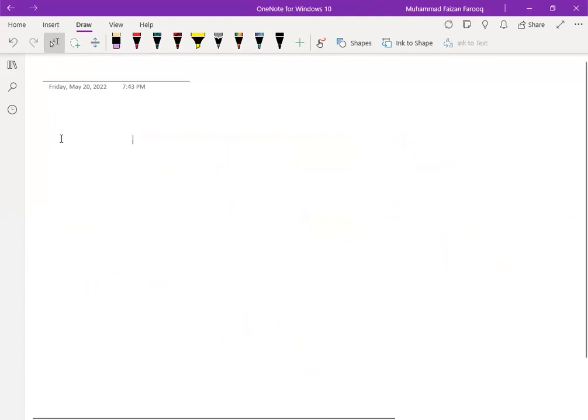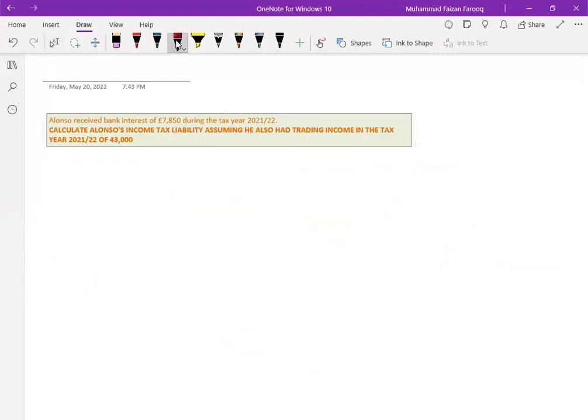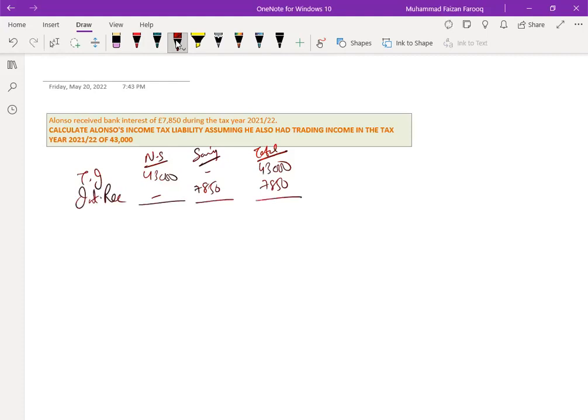This is question number 26 of my handout. Alonso, please read it out. Alonso received bank interest of £7,850 during the tax year 2021 to 2022. Calculate Alonso's income tax liability, assuming he also had trading income in the tax year of £43,000. So trading income is 43,000 pounds and interest received is 7,850. How much total? 50,850. Okay, very good. This will be my total income as well as net income, because there is no qualifying interest available.